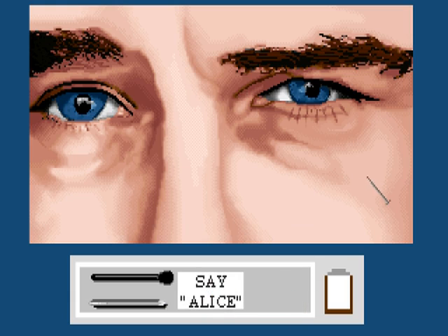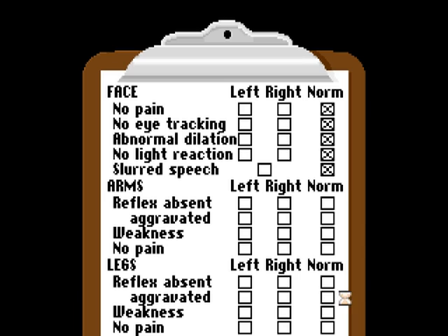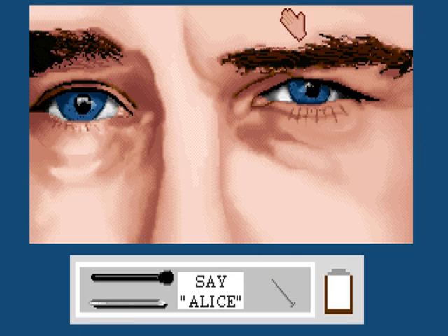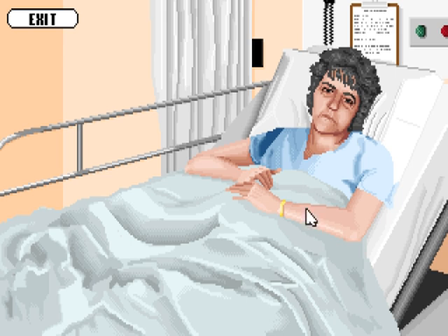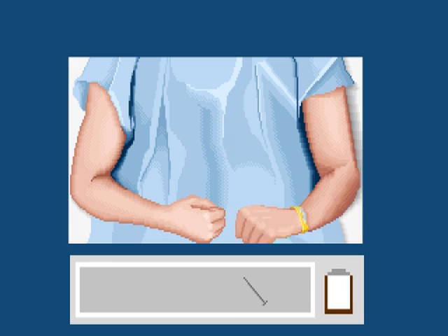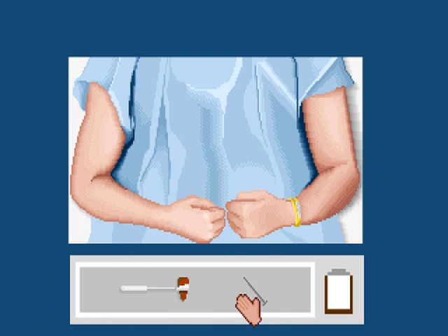Okay, and now let's test the pain. Ouch. And let's see. Everything's normal there. So let's check her arm. Oh yeah, fist bump. Okay. Now let's check the pain.